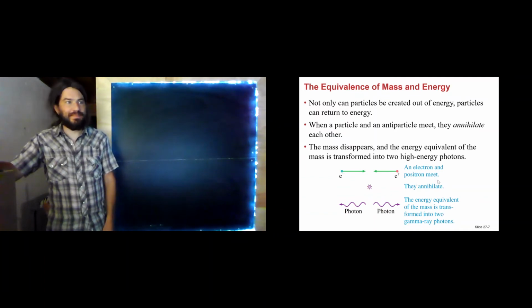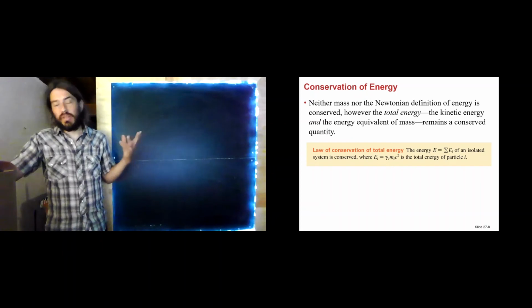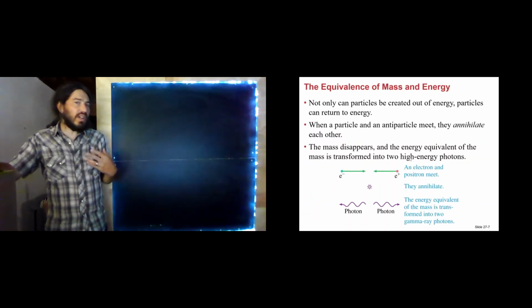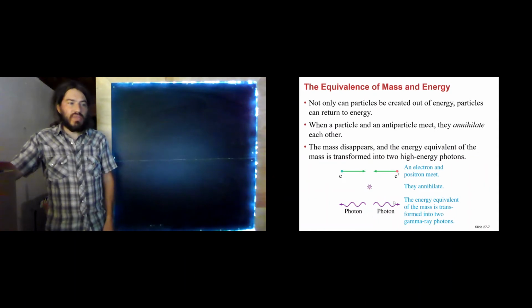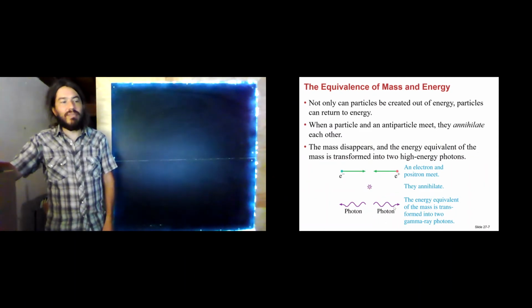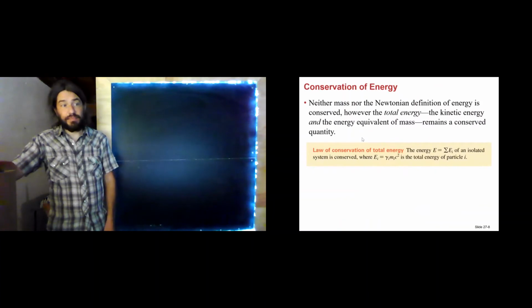It can go either way. What this means is that we need to tweak our idea of what conservation of energy means, because now the conservation of energy needs to include mass. Because if we don't include this E equals mc squared term, then we seem to have a violation of the conservation of energy here. We seem to have more energy afterwards than we do beforehand. But if we include the mass, we don't.